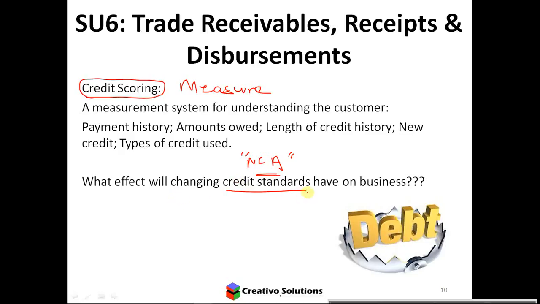But if we're just looking at credit standards, if I change the credit standards, what effect will that have on the business? Well, if I reduce the credit standards and make it easier to get credit, obviously sales are going to increase. But if more people take out credit, I'm probably going to have more bad debt. So sales go up, but bad debt also goes up. Is the increase in sales going to offset bad debt? Well, we're going to have to see. We're going to have to do some sort of calculation. And that's what the credit standard is focusing on. It's the ability for customers to pay. So if we change our credit standard, that'll definitely affect the business.